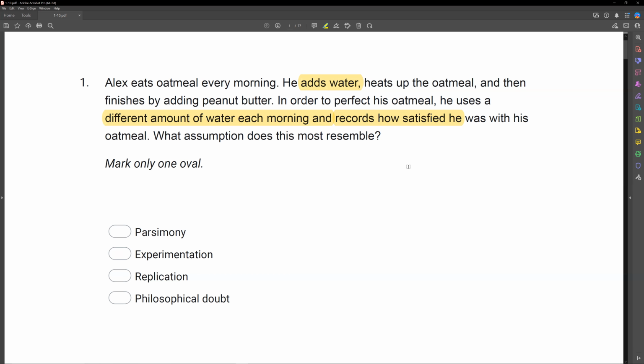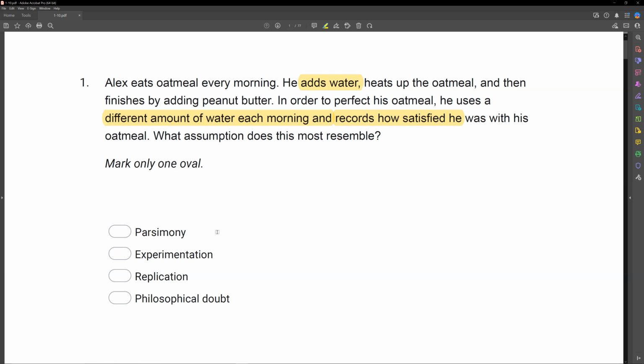What is Alex doing? Well, he's manipulating a variable, and the variable he is manipulating is the water. He then records, well, how satisfied was he, right? Satisfaction is the DV in this case. Okay, it tastes better, it makes him more full. Whatever the case may be, he's more satisfied. So what assumption does this most resemble?